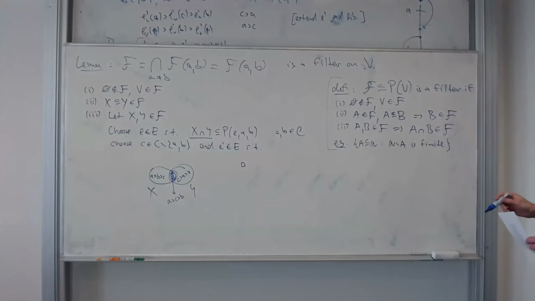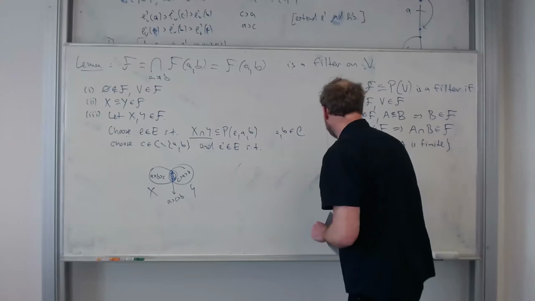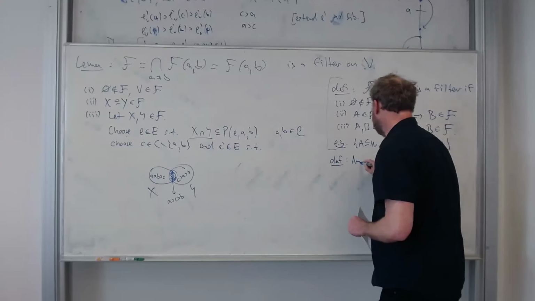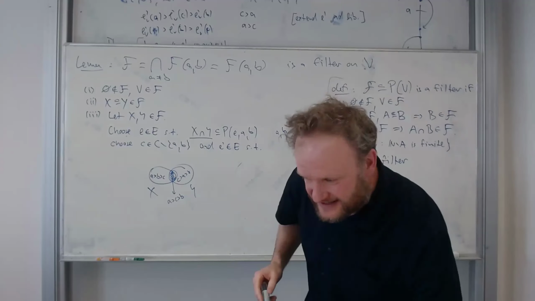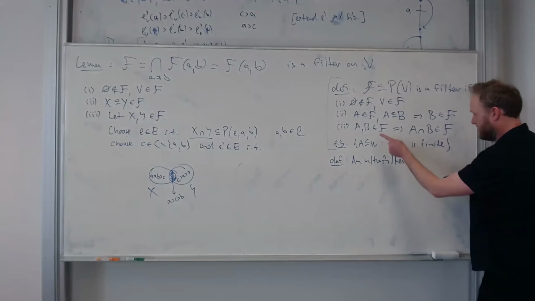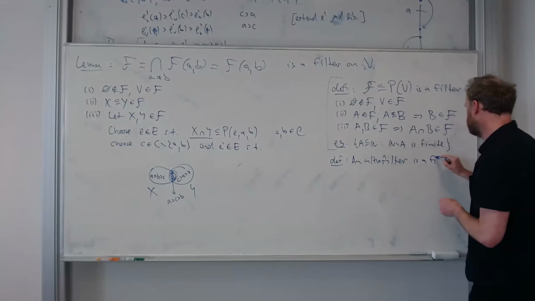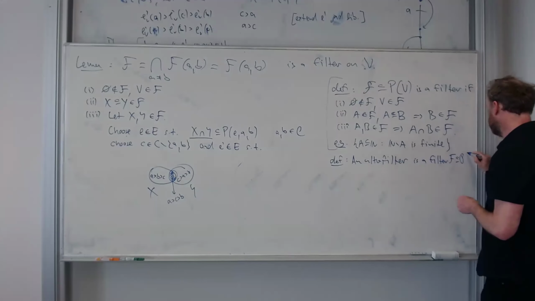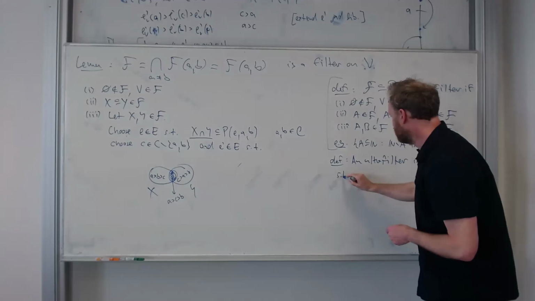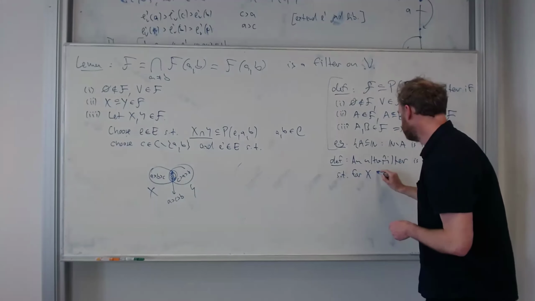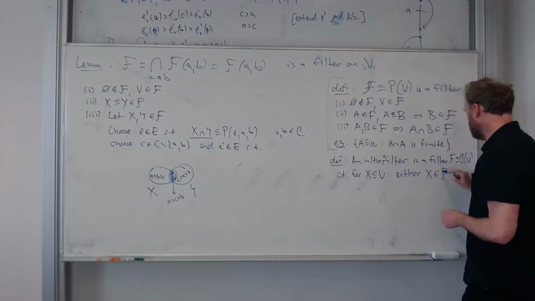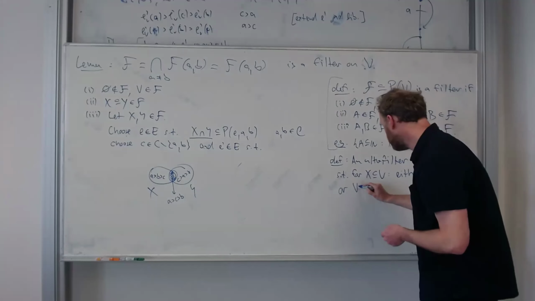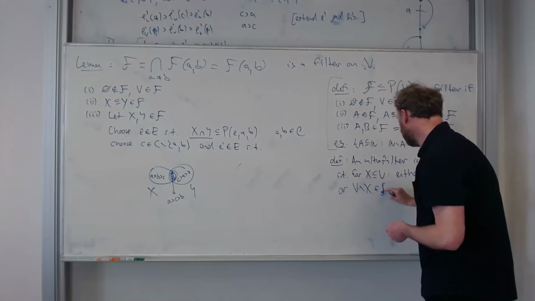Okay, so it's a filter, but it is in fact an ultrafilter. What is an ultrafilter? An ultrafilter is a maximal filter which decides every subset. What does that mean? That's a filter such that for any subset, either the set is in the family or the complement of the set is in the family.